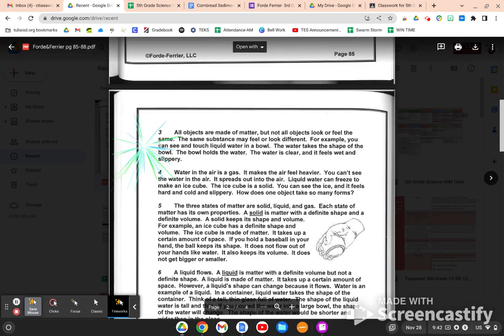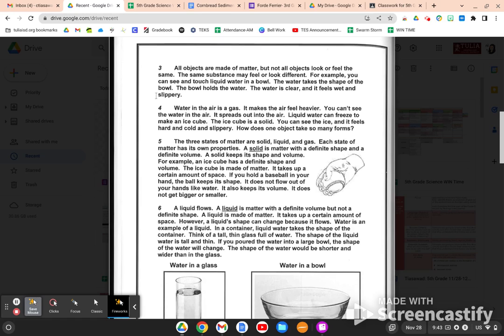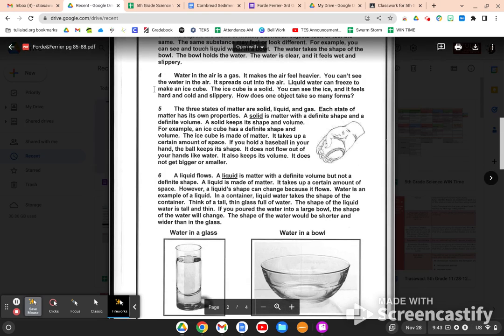Paragraph 3. All objects are made of matter, but not all objects look or feel the same. The same substances may feel or look different. For example, you can see and touch liquid water in a bowl. The water takes the shape of the bowl. The bowl holds the water. The water is clear and it feels wet and slippery.